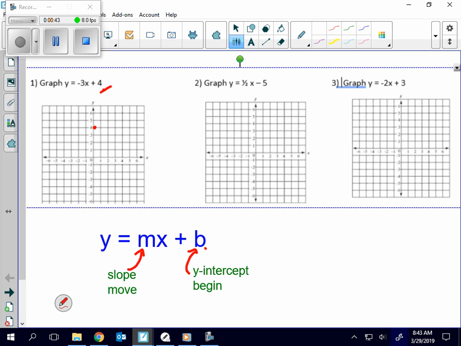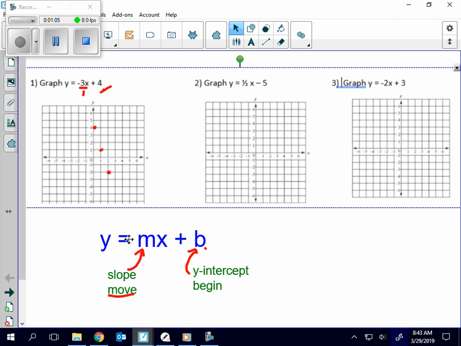So on the y-axis, I will have a y-intercept at 4, and now I'll use my slope to move. My slope is -3. I can put that over 1. To rise -3 is really to fall 3, and run forward 1. I can do that again. Fall 3, forward 1.